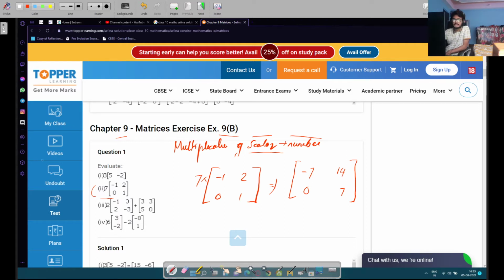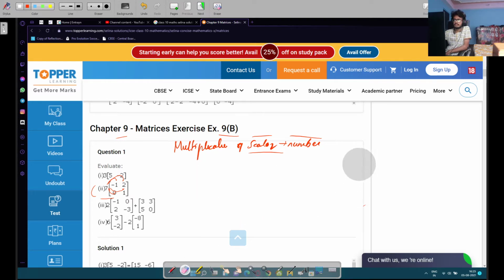So if something like this is there in the question, then 7 is multiplied with a matrix which is -1, 2, 0 and 1. You just multiply this number inside with every element of the matrix. So you multiply 7 with -1, 7 with 2, 7 with 0 and 7 with 1. So this will be the final answer.